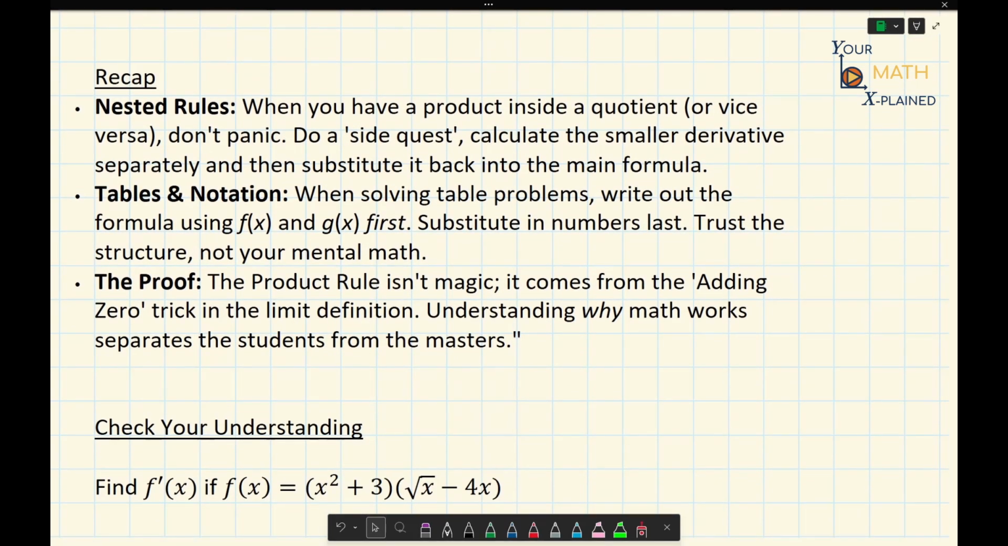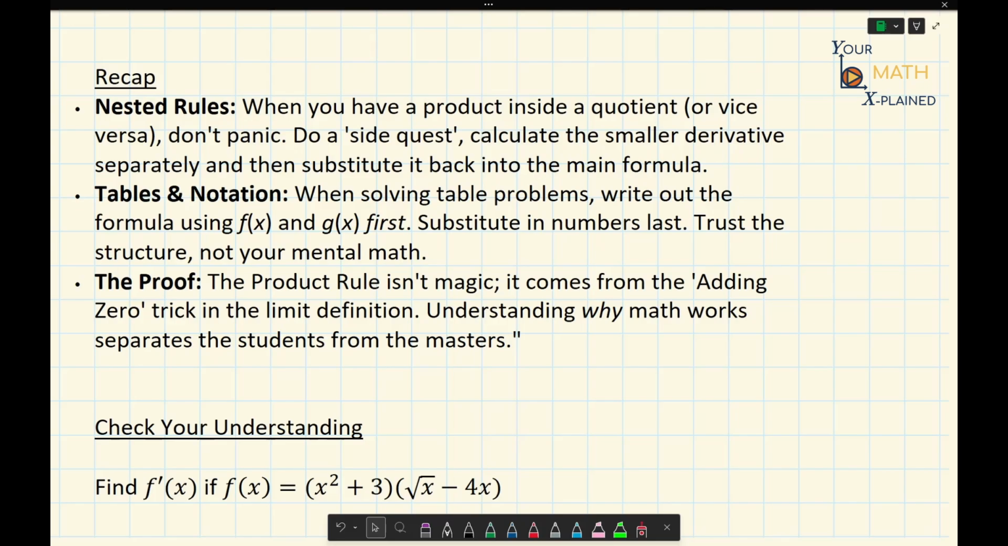And now let's do a quick recap of what we covered in this video. We saw how when you have a product inside a quotient, or vice versa, there's no need to panic. You can do a side quest by calculating the smaller derivatives separately and then substituting them back into the main formula. When working on problems where you're not given the equation but a table of values, make sure to write out the formula using f of x and g of x first and substitute in your numbers last. Remember to trust the structure and not your mental math.